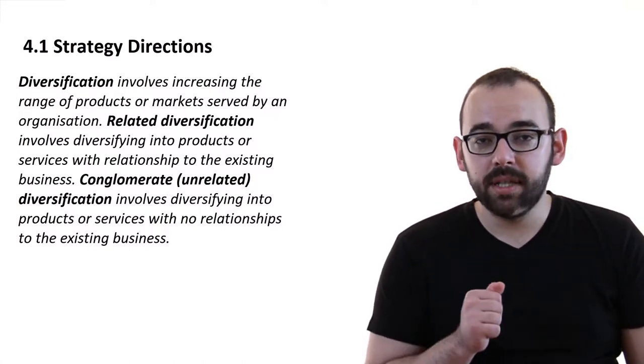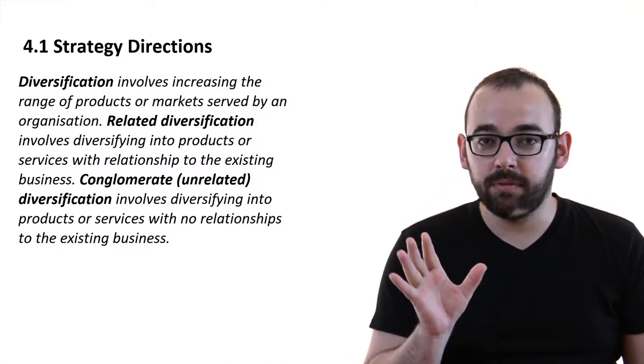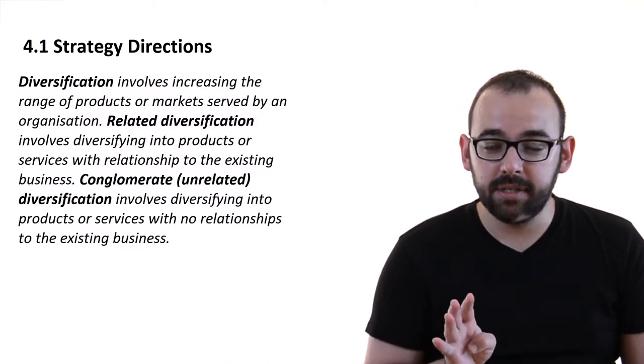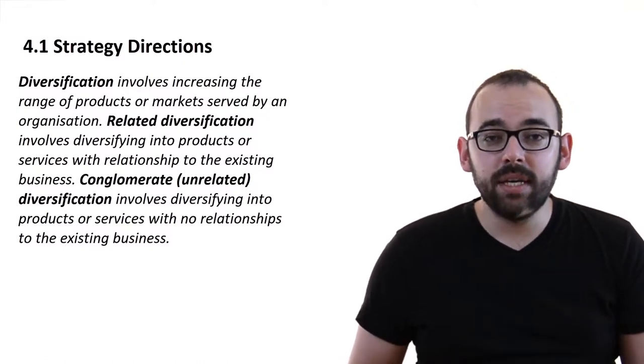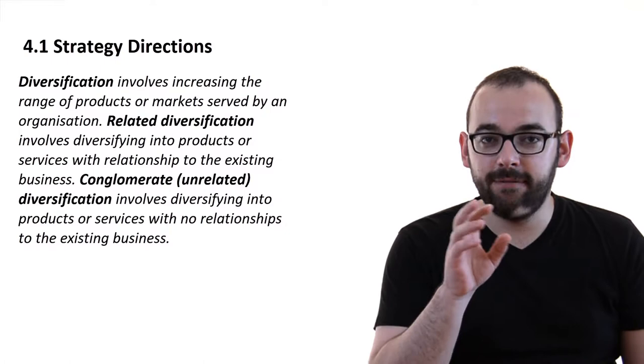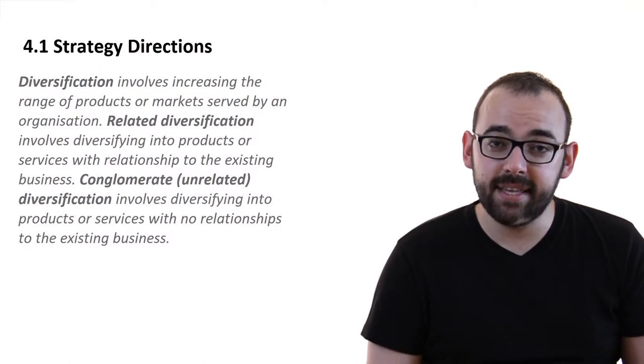Now, once we understand the basic outline of the matrix with four strategic directions, and we also understand the concept of diversification, we can go into each one of these four and discuss it in detail.